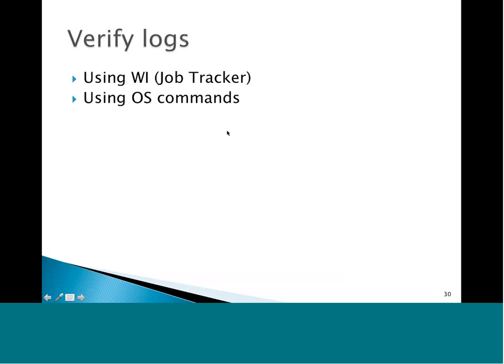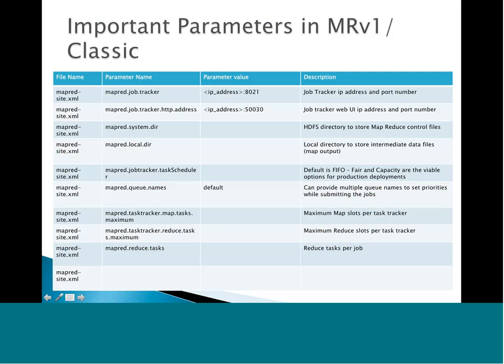So these are the important parameters. Job tracker is the one which will tell what your job tracker is, and 8021 is the default port number. And the job tracker HTTP address is for the web UI, which we have seen. System directory, MapReduce system directory is the HDFS directory to store MapReduce control files. And the local directory is to store intermediate data files. I will explain that local directory in a moment.